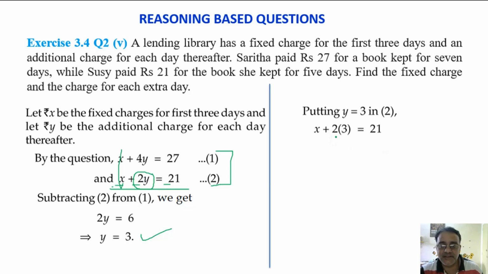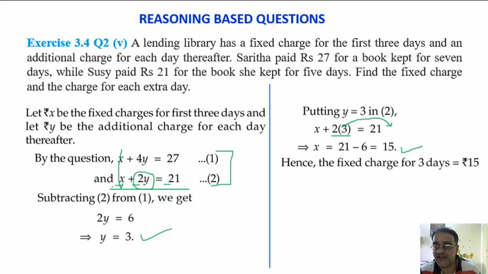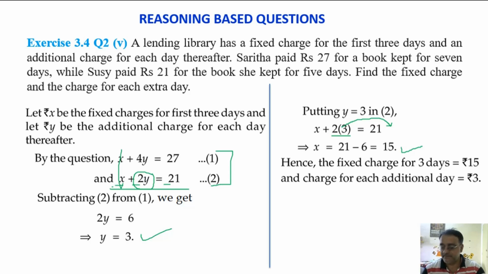So x plus 2 into 3, that is 6, is equals to 21. 6 को यहाँ shift करो. So what you will get? x is equals to 21 minus 6. Finally 15. Okay. So hence the fixed charge for 3 days is rupees 15 and the charge for each additional day is rupees 3. Any doubt here?